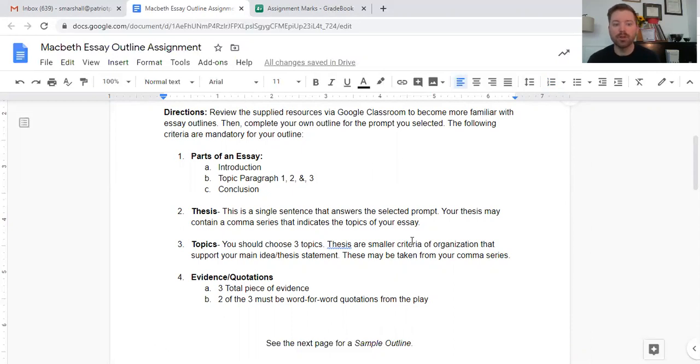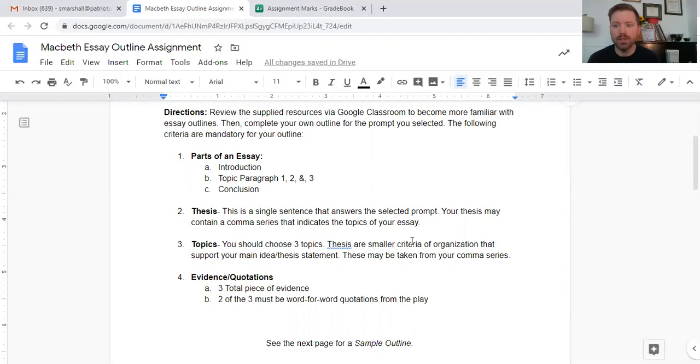The next step are the three topics themselves. So aside from just referencing that this is topic paragraph one, this topic paragraph two, you're actually going to try to decide what those topics are. These are three smaller criteria of organization that will support the main idea in three separate ways. Think of them as three points of argument or three categories in which you will be arguing that idea.